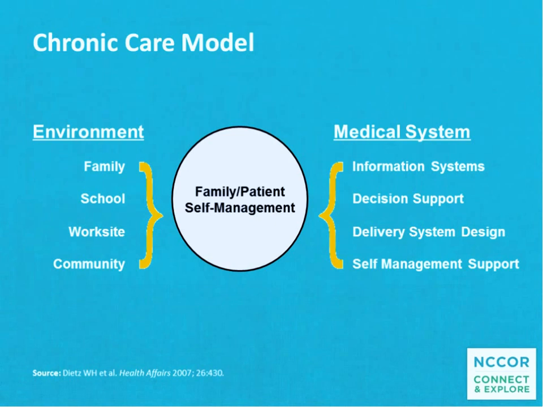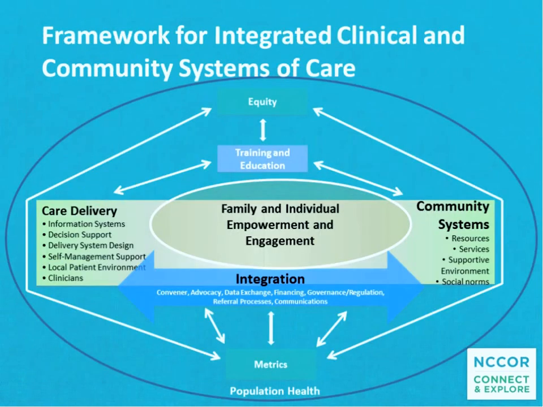And when we began the collaborative, which is now known as the Integrated Healthcare Collaborative, we began thinking about the third iteration of this model, which is shown in this slide. I recognize this is a complicated slide, so I want to walk you through it very slowly. So again, you see family and individual empowerment and engagement central to the model. You also see on the left-hand side the need to change the care delivery system, and some of the same elements in the original model, like information systems, decision support, design of the system, self-management support, are still there.